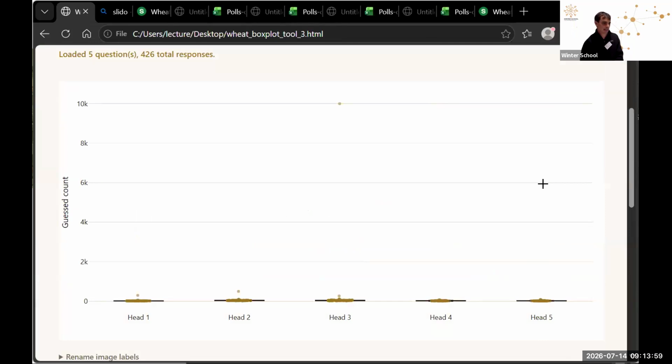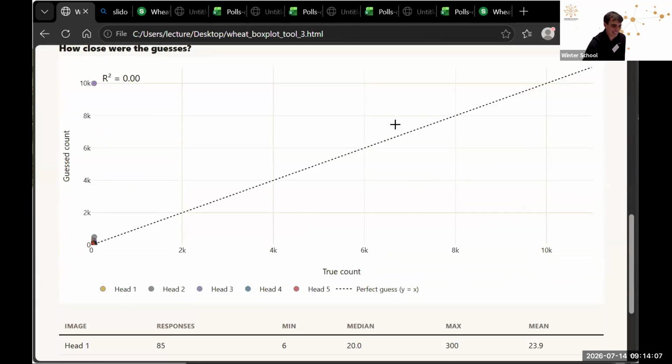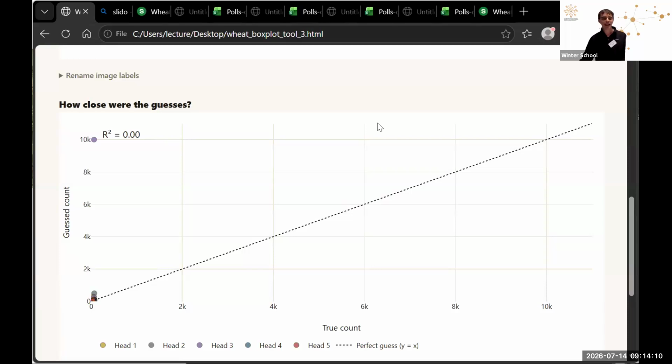Someone guessed 10,000 wheat heads. Whoever you are, congratulations. It's a great number. You've kind of ruined the activity, because we have an R² of 0. If you work in our breeding pipeline, you're fired. The idea of that was hopefully to show you that manually counting these things is quite subjective and time consuming. And hopefully you have a good statistician or someone with basic stat skills who can get rid of those outliers. But anyway, back to the activity. I'll just go back to this.